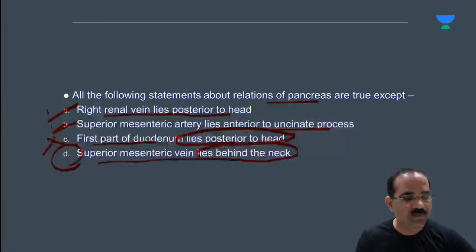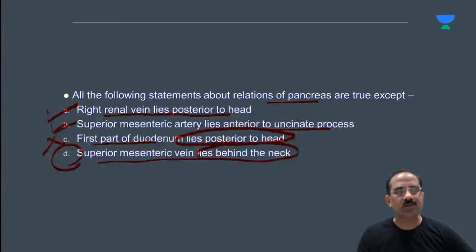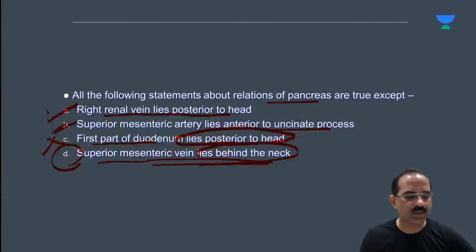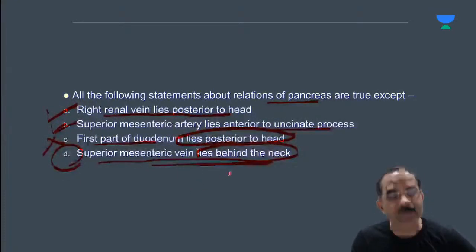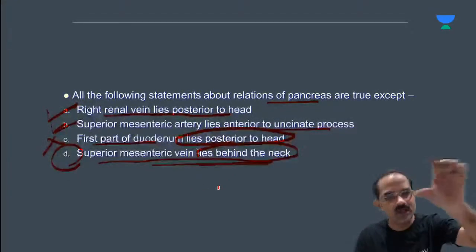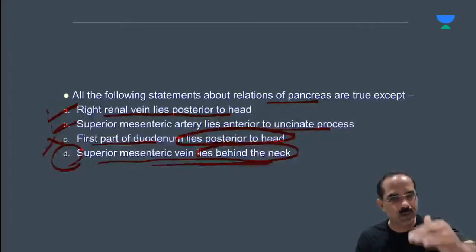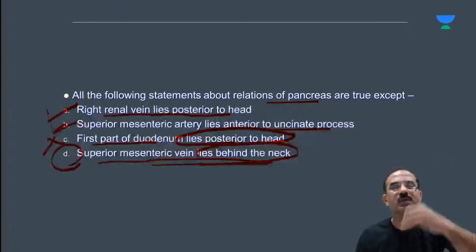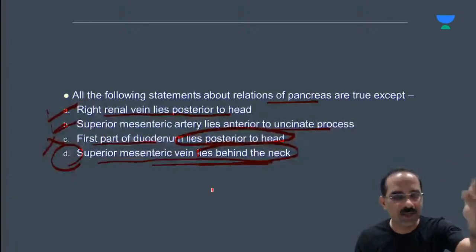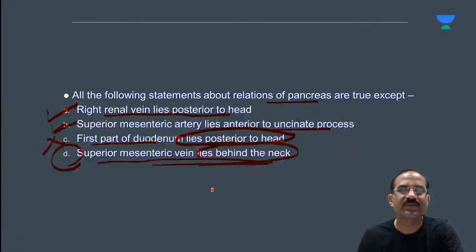Yes, students? Yes, correct. Be specific. Superior mesenteric vein lies behind the neck. To complete the sentence: superior mesenteric vein lies behind the neck in the lower part. Behind the neck is the superior mesenteric vein. And in the upper part, the posterior relation of the neck is going to be portal vein.